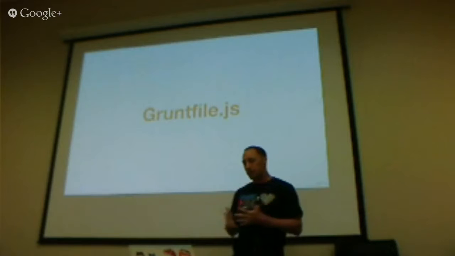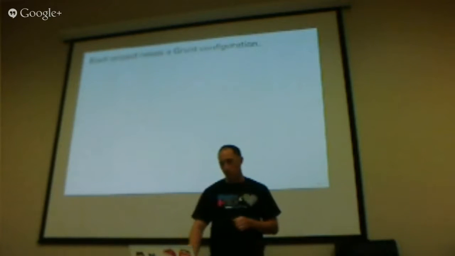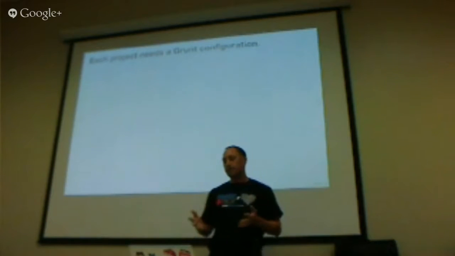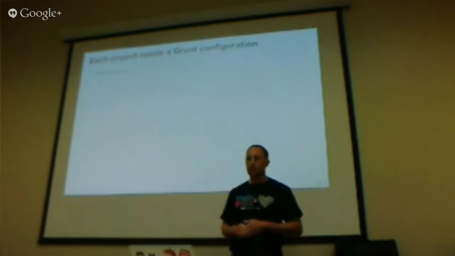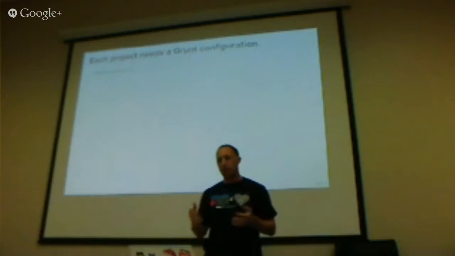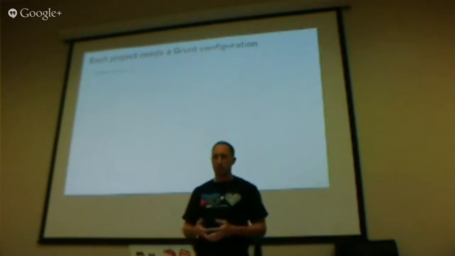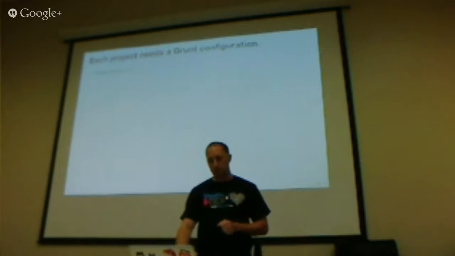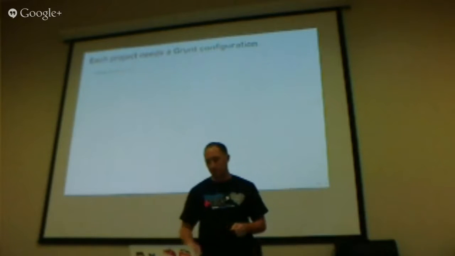So the Gruntfile.js is your Grunt configuration file. So each project needs a Grunt configuration. So the Gruntfile.js will live in the root of your project, so the root directory of your project. And when you run the grunt command, it's actually going to look for this file. Whatever directory you're running grunt from, it's going to look for the Gruntfile.